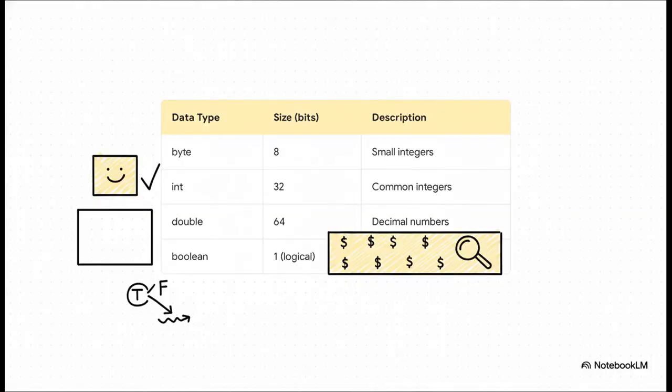Now what's interesting here is that not all boxes are the same size. An int, for example, is your go-to box for whole numbers. Think a player's score or maybe your age. A double is a bigger box designed for numbers with decimal points, perfect for something precise like the price of an item. And then you have boolean, which is the simplest box of all. It can only hold one of two things, true or false. That's it. Perfect for things like, is the user logged in?